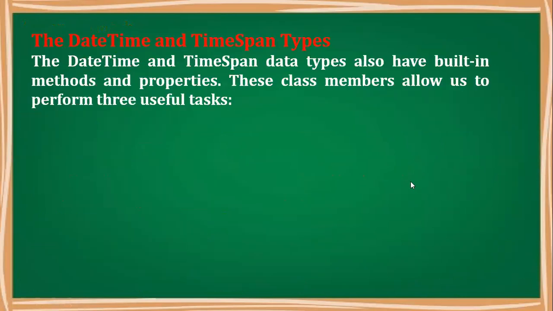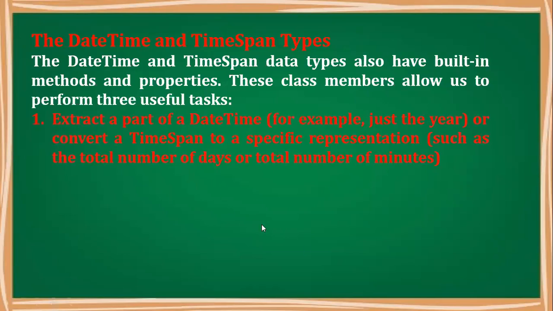The next part is date and time. Sorry, DateTime class, and the next class is called TimeSpan. So DateTime and TimeSpan data types are also obviously value data types provided by .NET, and they are also providing you built-in methods and properties. This class member allows us to perform three useful tasks. First, okay, the red color is a bit too much, but just try to cope with it because the font is bigger.